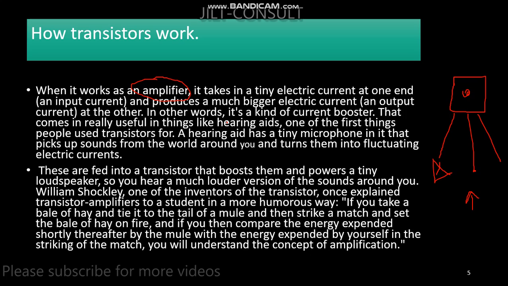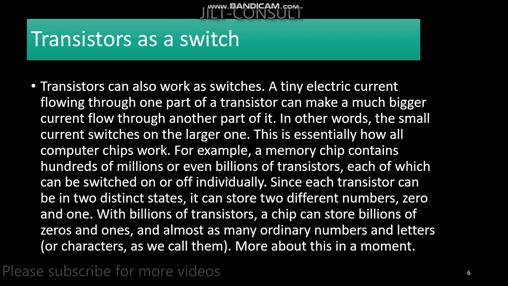Good. That was what I was trying to explain using the church or you singing with a microphone. The sound goes in, the amplifier boosts the sound, and you hear it bigger than the one that is usually around you. So that's how the transistor works as what? An amplifier. Now, let's see the transistor working as a switch.